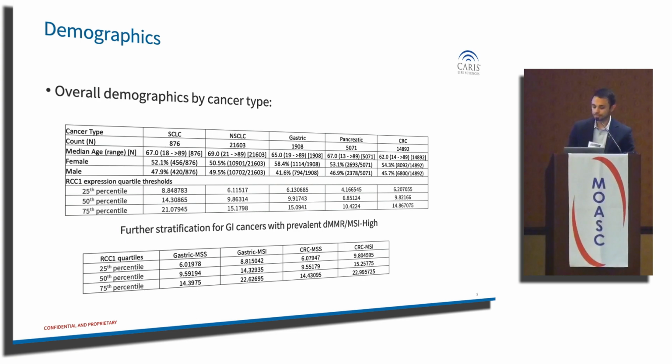The median RCC1 expressions were highest in small cell with 14.3 transcripts per million, followed by gastric cancer, then non-small cell, colorectal, and then pancreatic cancer. Further stratification of GI cancers demonstrated the highest median RCC1 expression to be found in colorectal cancers with microsatellite instability.